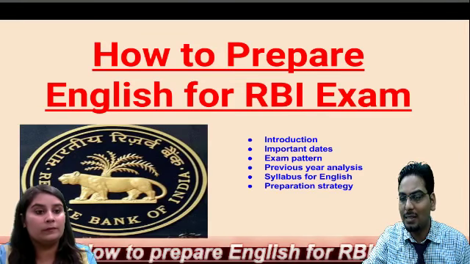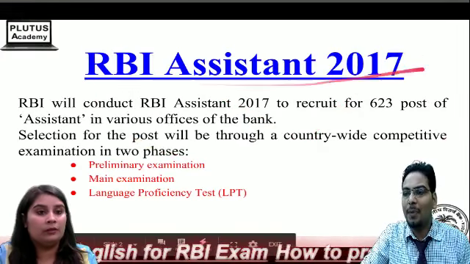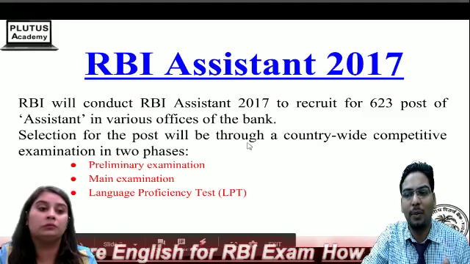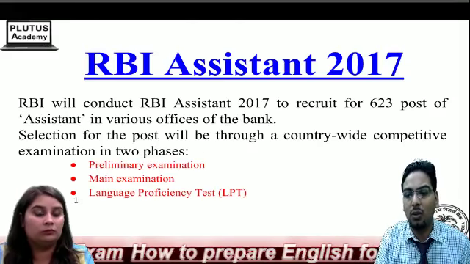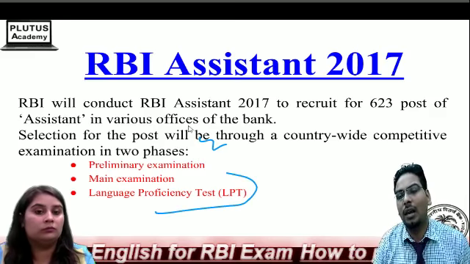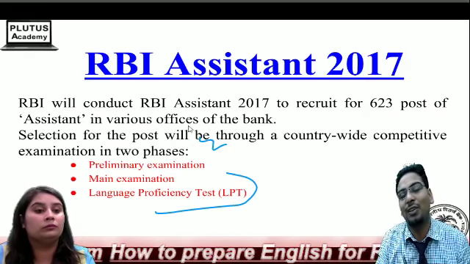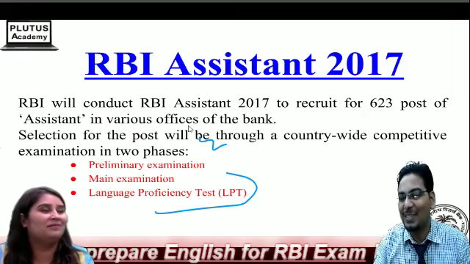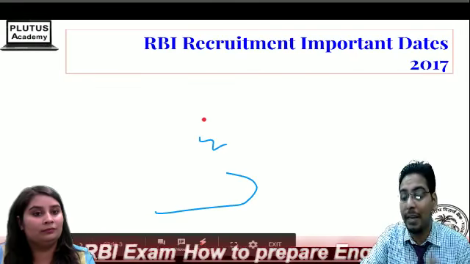So we'll begin with our slides. First is RBI Assistant 2017. As we all know, the exam will be a three-stage exam. You have to appear in 3 stages: the preliminary exam, the mains exam, and then the language proficiency test. You all need to appear in all these 3 stages, and then you need to appear for the medical examination, and then you'll get your dream job. Okay, so we'll move to the next slide and discuss the important dates.